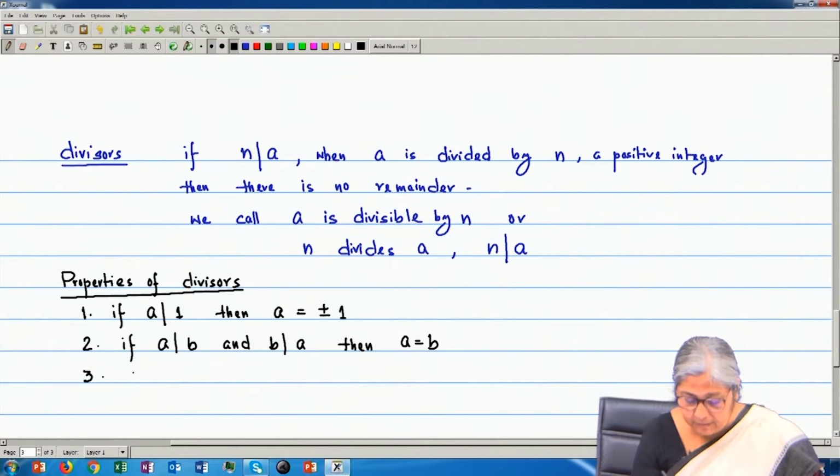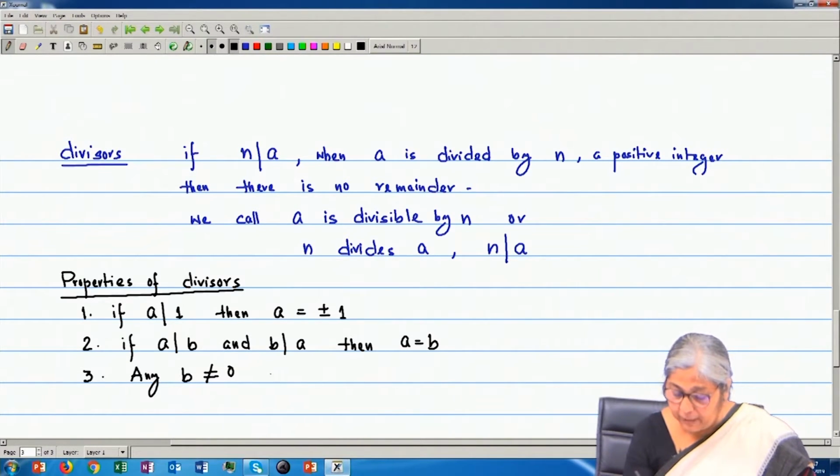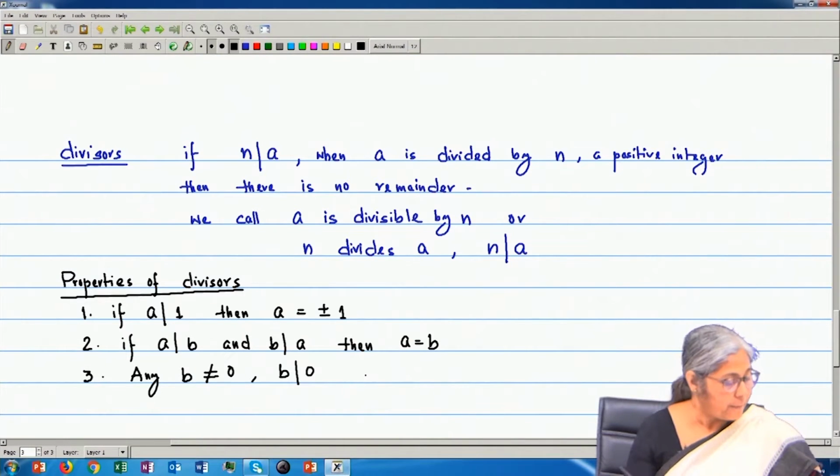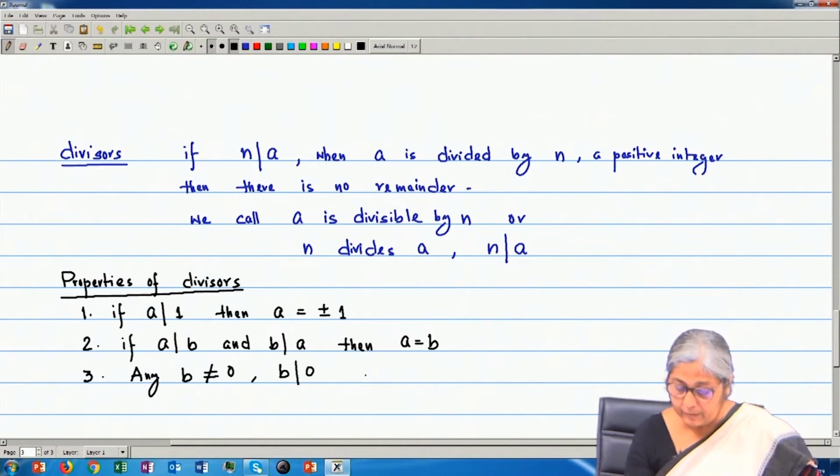If any b not equal to 0 divides 0, that is, b divides 0, then we say b divides 0.